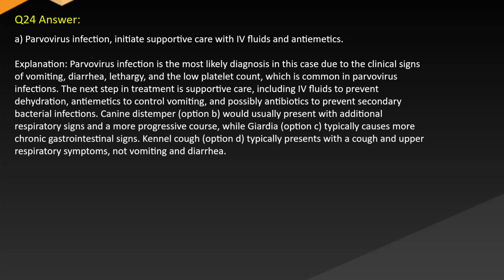The next step in treatment is supportive care, including Romanoids to prevent dehydration, antiemetics to control vomiting, and possibly antibiotics to prevent secondary bacterial infections. Canine distemper, option B, would usually present with additional respiratory signs and a more progressive course, while Giardia, option C, typically causes more chronic gastrointestinal signs. Kennel cough, option D, typically presents with a cough and upper respiratory symptoms, not vomiting and diarrhea.